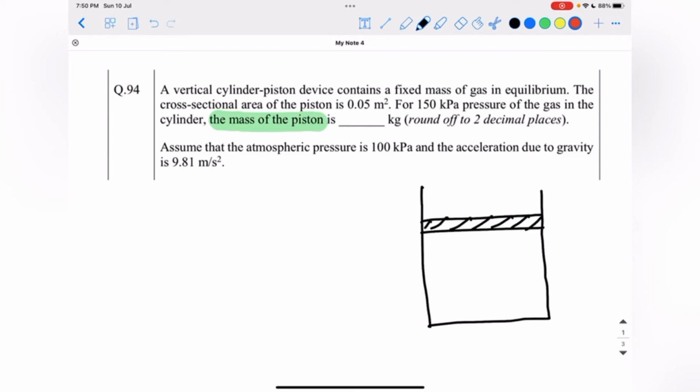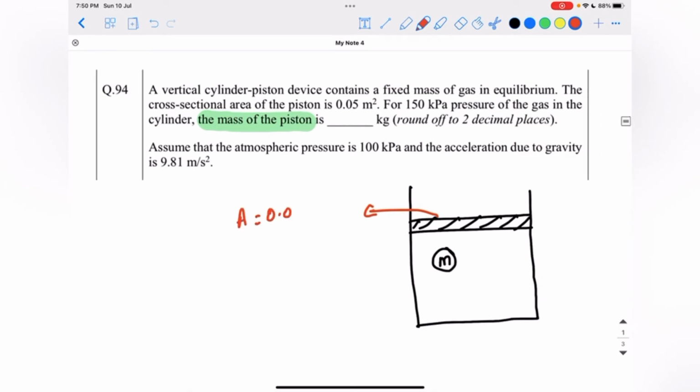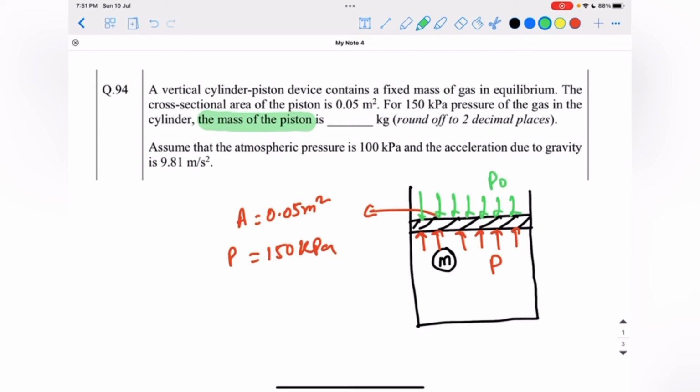So from the given question, it contains a fixed mass of gas in equilibrium. So there is a fixed mass of gas in equilibrium in this. The cross-sectional area of this cylinder is given as A equal to 0.05 meter squared. The pressure of the gas, which is P, is given as 150 kilopascal. There is an atmospheric pressure on the top, which I can denote by P naught, given as 100 kilopascal. Now I need to find the mass.